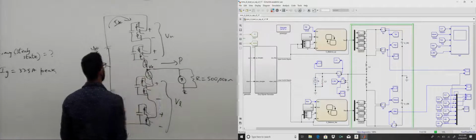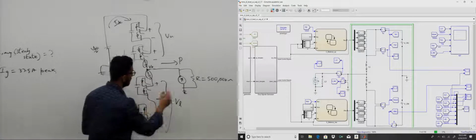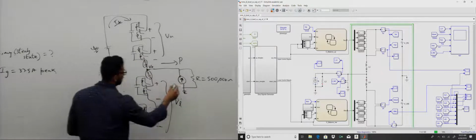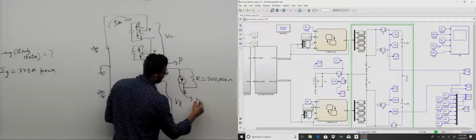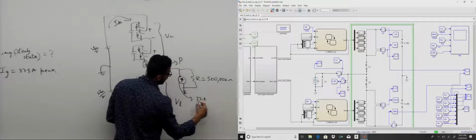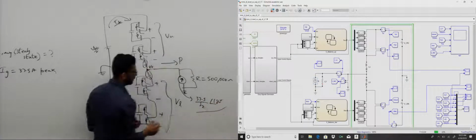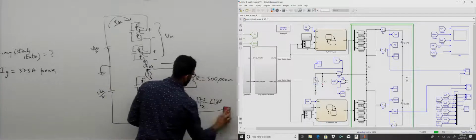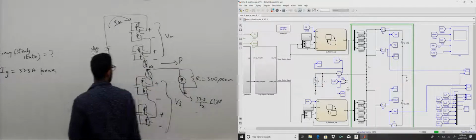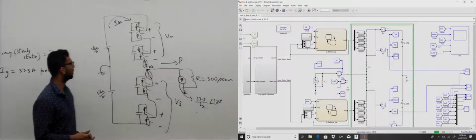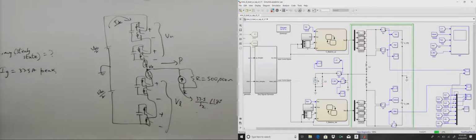Resistance just for the circuit to be able to solve. This current is 37.5 by root 2 angle 180 degrees in phasor quantity. Okay, that means the current is actually flowing out and the power is fed by the MMC to the load.